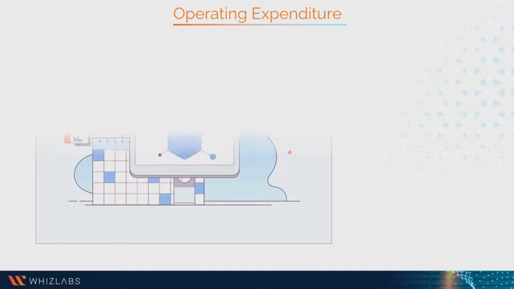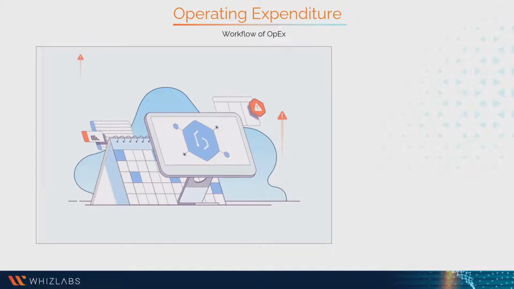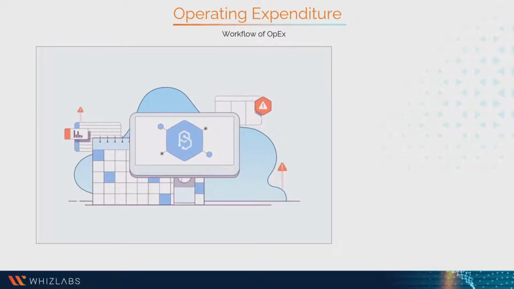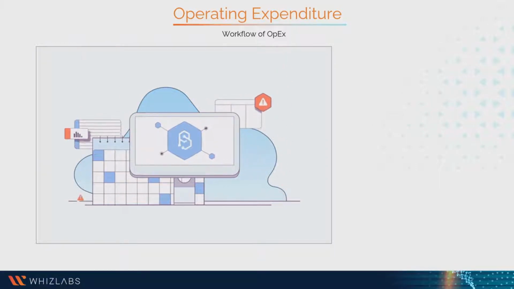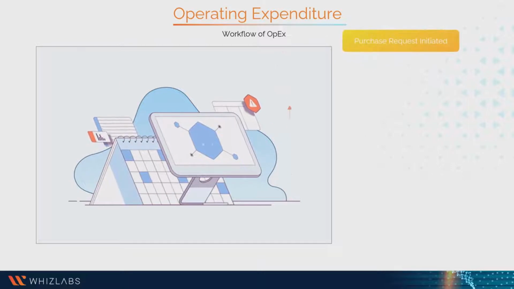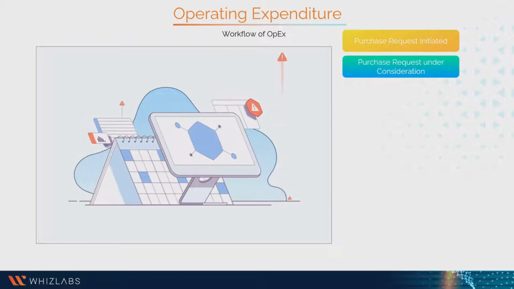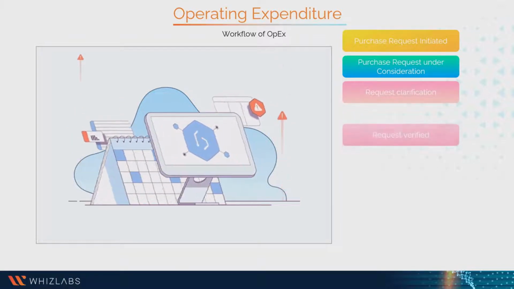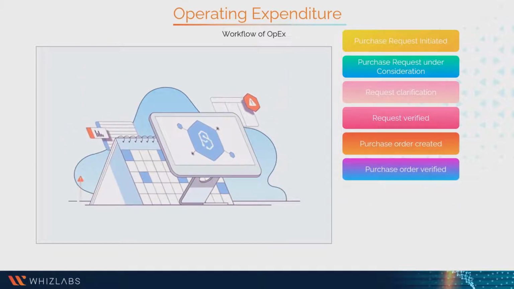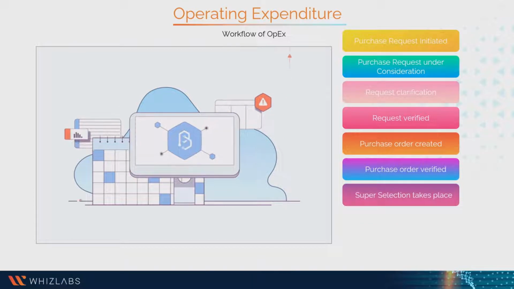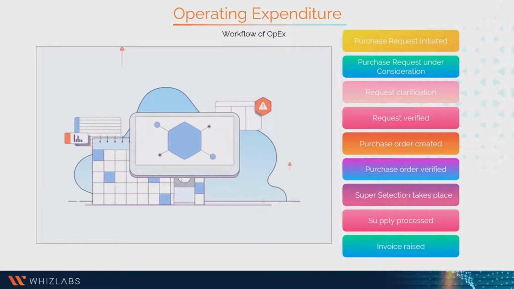Now that you have understood the concept of operating expenditure, let us see the workflow for the same. The workflow is a generalized process of defining the operating expenditure irrespective of whether it is for cloud computing or in general. First, the purchase request is initiated. Then the purchase request is under consideration. Then, request clarification takes place, post which the request is verified and a purchase order is created. Then the purchase order is verified and the supplier selection takes place. After all this, the supply is processed and the invoice is raised.